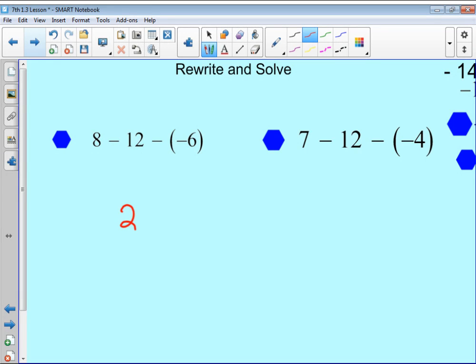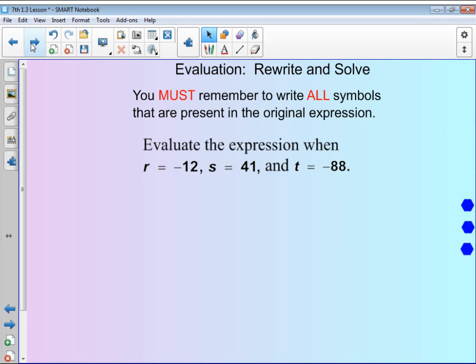You should have gotten 2 for this one. And for the second one, you should have ended up with a -1. All right, so we're going to go ahead and move on. And once again, if you didn't get those 2 answers, see me, check with a classmate, see if you can figure out at what point you're making your mistake. Because if you don't check and investigate that, you're going to keep making that same mistake on every one of those problems. Okay, so the last thing we have in this lesson is to work with evaluation.